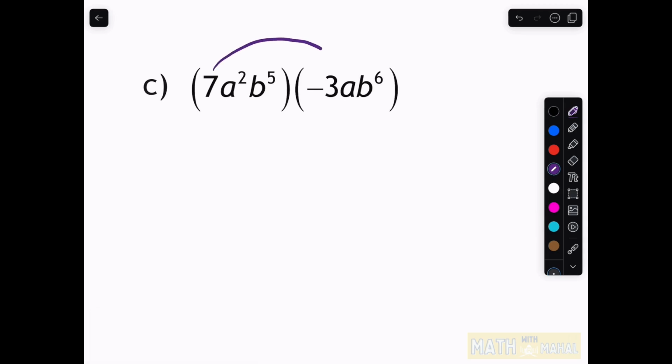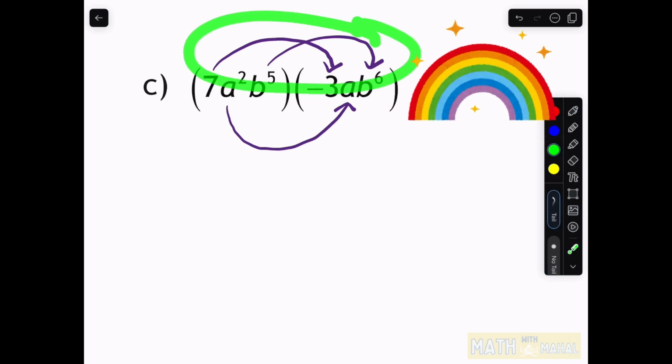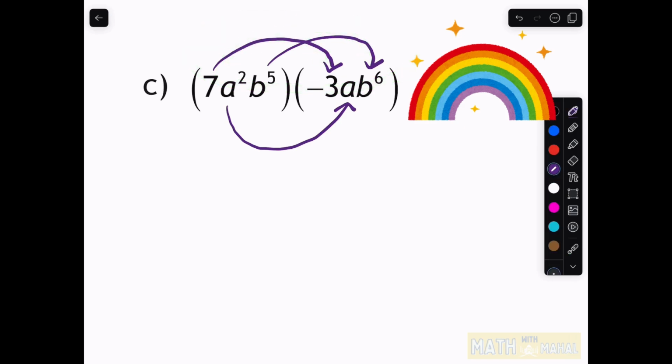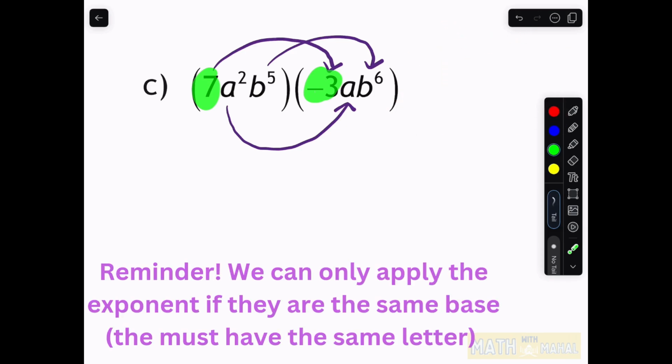All right, let's look at this one. Again, I'm going to draw those arrows to help show where I'm multiplying. So those numbers can get multiplied. Now in this case, unlike that other example, we can actually multiply a times a, and we can also multiply b times b. I had a student before, and she would call this the rainbow. She would say we're rainbowing everything in because the arrows kind of look like a rainbow. So let's go ahead and multiply it. 7 times negative 3. Remember, that's a negative times a positive, which will get us a negative number. So this will be negative 21.